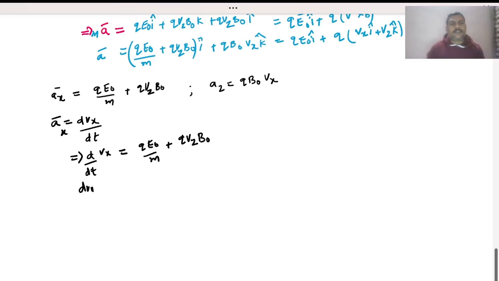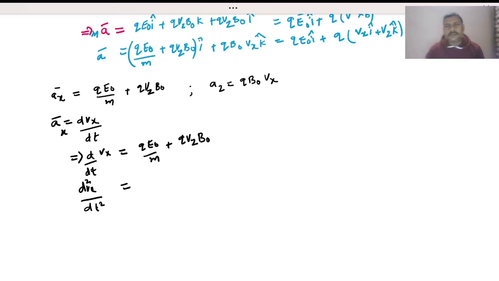So d²Vx/dt², the second derivative with respect to t. That equals Q E₀ by m, which is constant, so its derivative is 0. Here I thought t would come, but no, t will not come. So here, see, this Vx will be differentiated with respect to z.